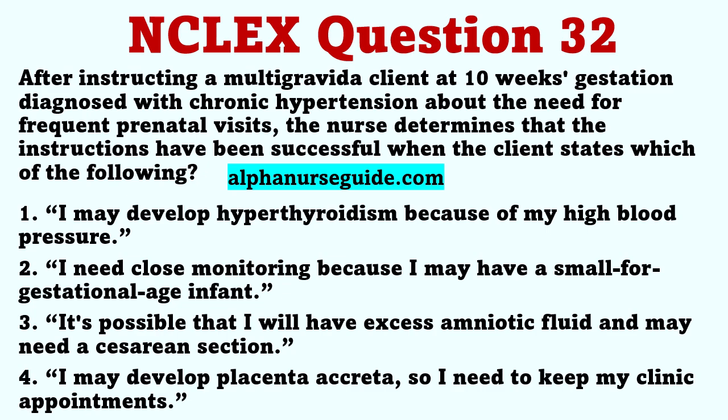There is no association between chronic hypertension and hyperthyroidism. Pregnant women with chronic hypertension are not at an increased risk for hydramnios, an abnormally large amount of amniotic fluid. Clients with diabetes and multiple gestations are at risk for this condition. Placenta accreta, a rare placental abnormality, refers to a condition in which the placenta abnormally adheres to the uterine lining. It is not associated with chronic hypertension.